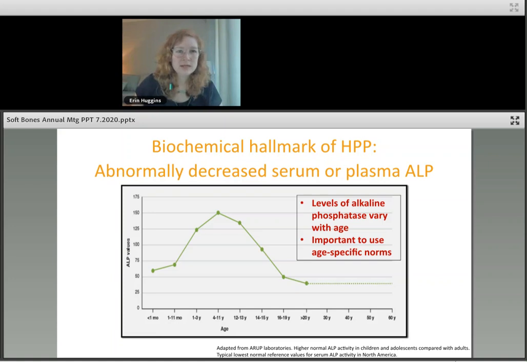So it's very, very important if your doctor is drawing an ALP, or you get one done as part of a complete metabolic panel, to make sure that those values are specific to your age and gender as well. Because if you're in your 20s and they're using a pediatric reference range, that's not going to work for you. Similarly, if you're a child and they are comparing to an adult reference range for ALP, then you're not going to get a proper reading.